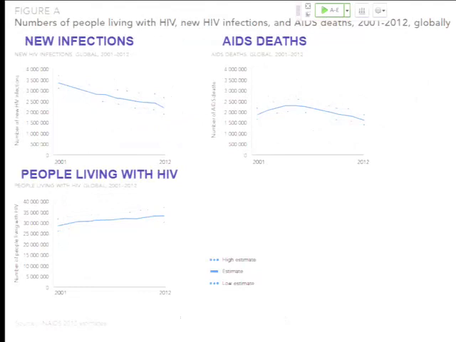Okay, so these are some of the numbers from the report I put on your reader. The upper left is the number of new infections globally. Again, the vast majority of those are in Africa. And you can see, in the early 2000s, it was about 3.5 million new infections annually, and now it's closer to maybe 2.5 million. So that's a lot, but it's a drop of maybe a third over a decade or so. So a big drop in the number of new infections.